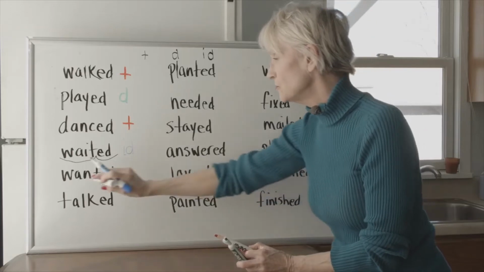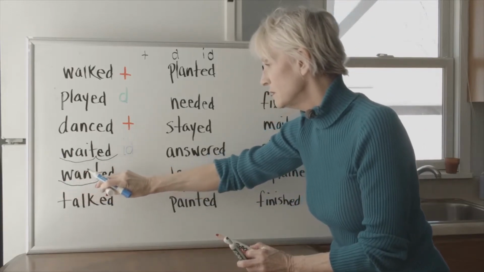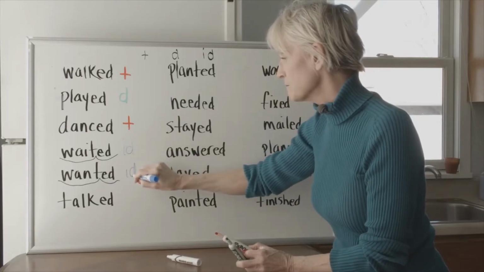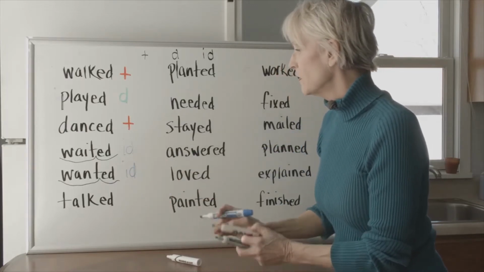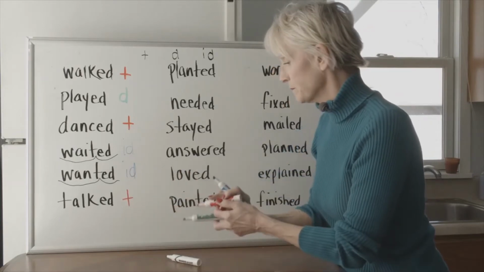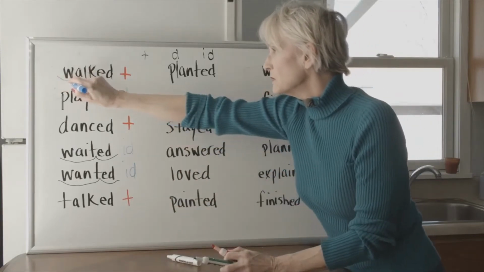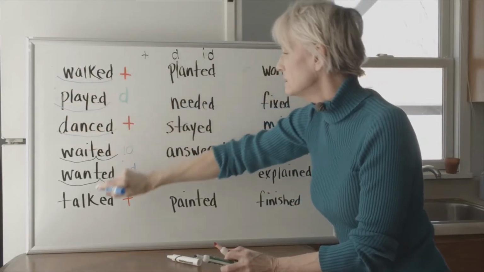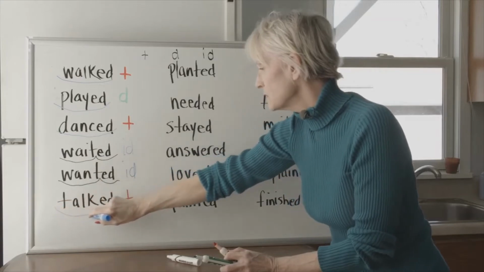Wanted, two syllables, and that's an id. Talked, one syllable, and it's a T. Let me go back and do one syllable. One syllable, one syllable, one syllable, two syllables, one syllable.